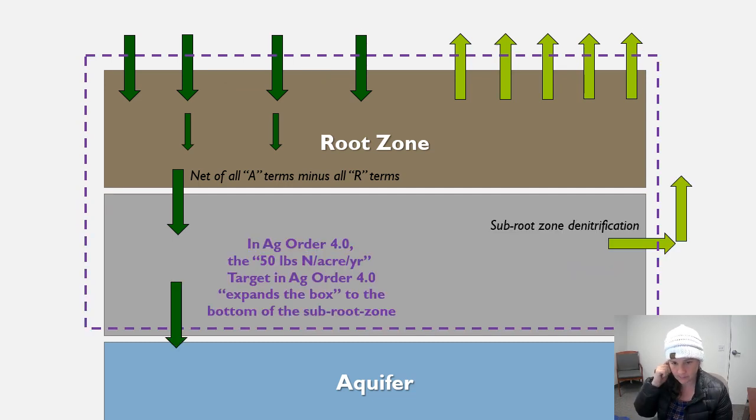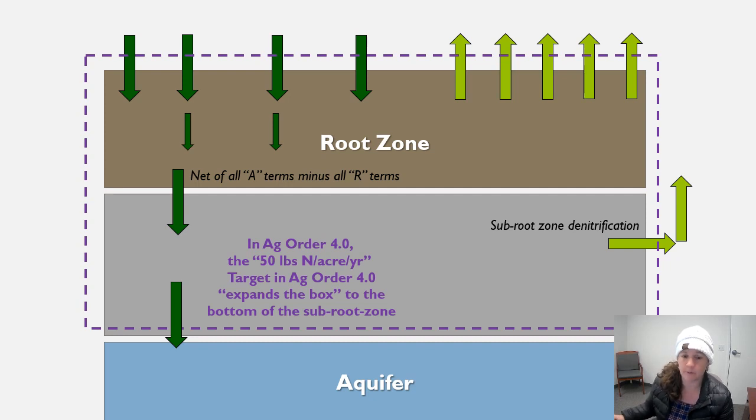And then in Ag Order 4.0, as we talked about in the first video, the final target of 50 pounds of N per acre per year kind of expands that box or draws it at the bottom of the subroot zone and really looks for how do we make sure that this arrow of nitrogen leaching from the vadose zone and really hitting the top of the water table, how do we make sure that that water is no more than 10 parts per million of N?